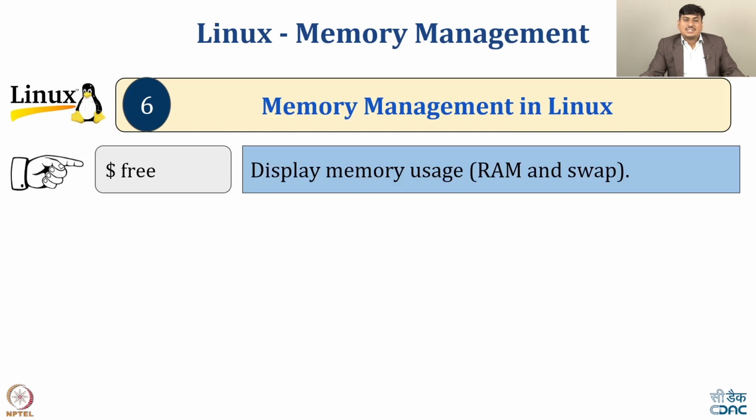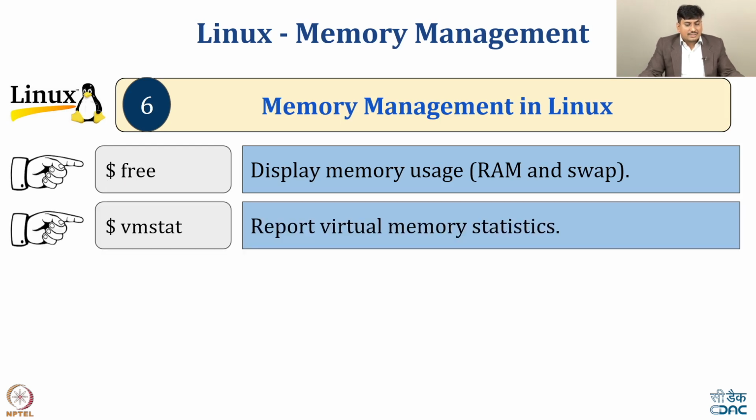If I want to quickly see the memory usage, that is the RAM and the swap, I can use a command like free. In the initial part we have seen that with the free command I can check the RAM usage as well as the swap memory usage, how much total memory there is, how much has been utilized, how much is available, and so on.